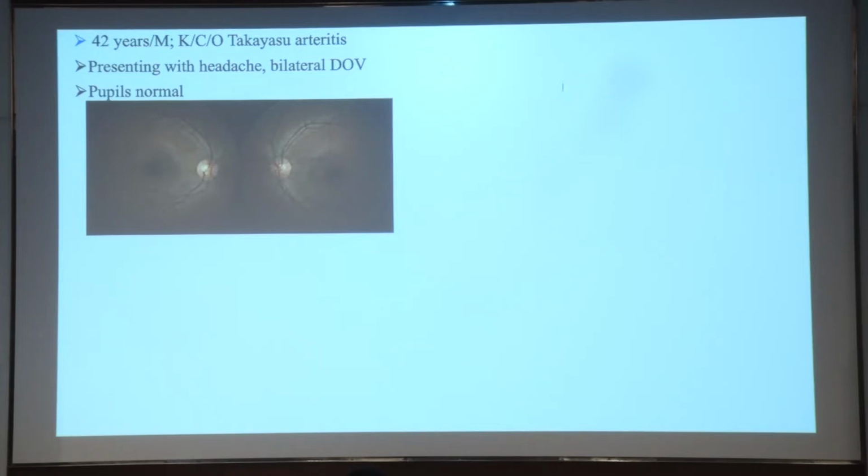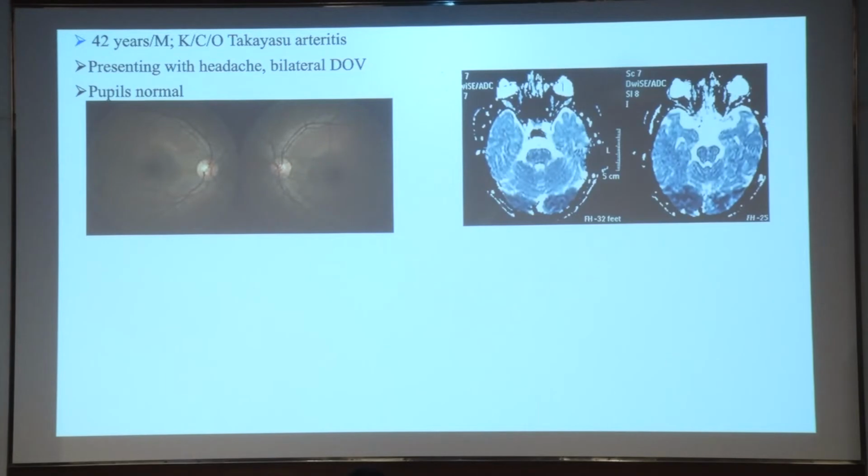So then we have a case, a 42-year-old male, a known case of Takayasu arteritis. He presented with headache and bilateral sudden decrease in vision. The pupils and fundus were normal in this case. So neuroimaging is indicated. We got neuroimaging done, and the diffusion weighted imaging shows extensive bilateral occipital infarcts. So what could be the cause in a young patient?